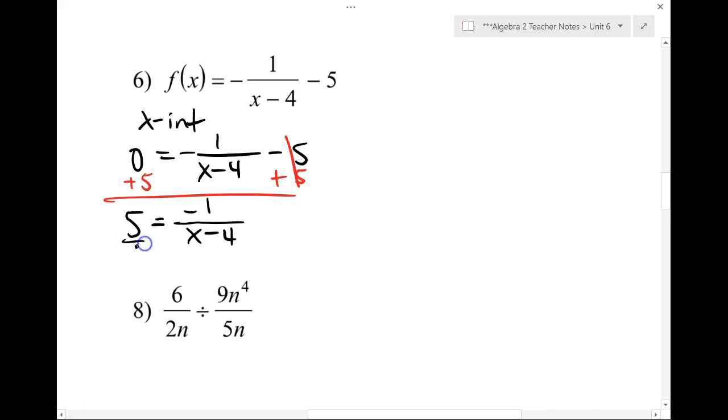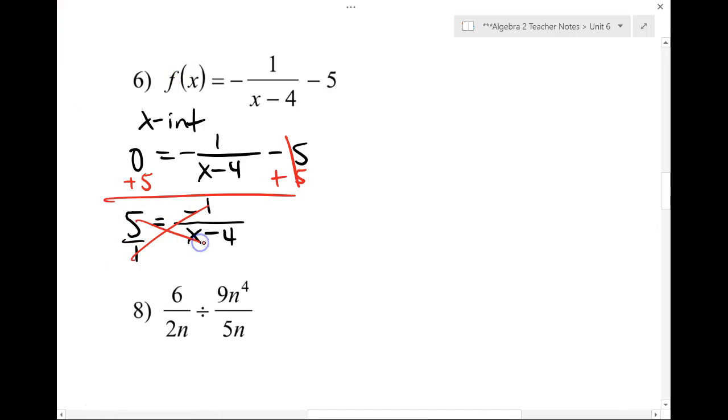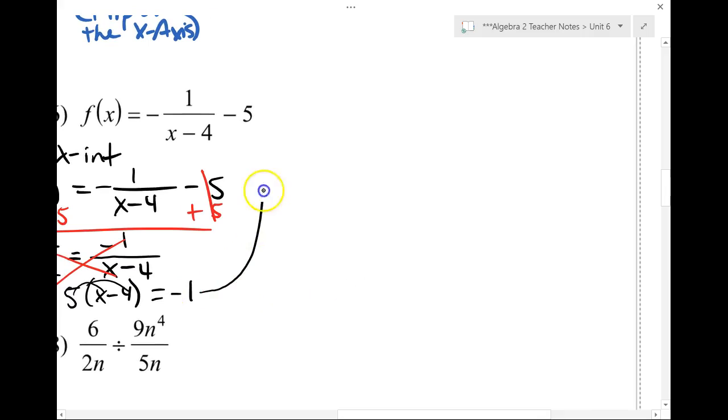And let's make this 5 a fraction. That way it can cross multiply here and here. So then I will have 5 times x minus 4 and 1 times negative 1, which is negative 1. And then I'm going to distribute that 5 here. So then my next step will look like this. Just rewrite it up here.